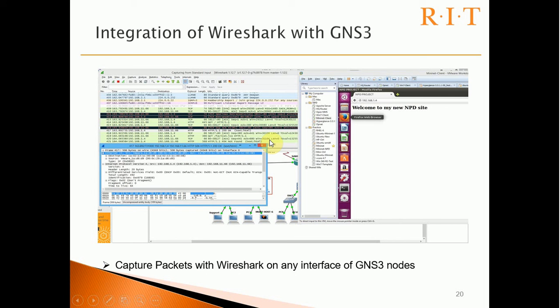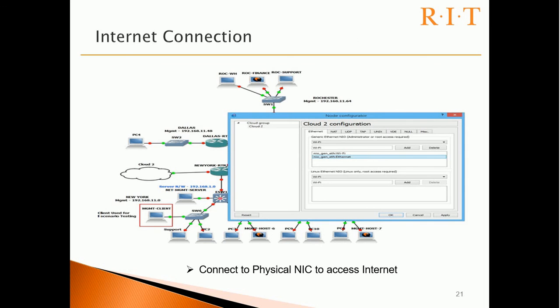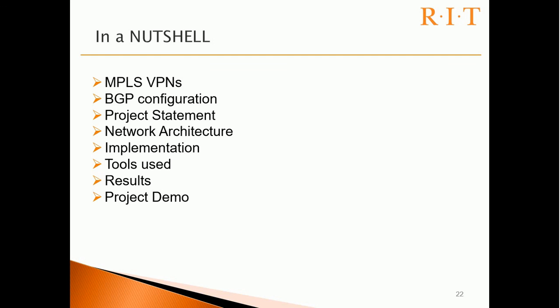So this is the integration of Wireshark with GNS3. Wireshark is generally used to capture the packets and study the packets, which is helpful for beginners and even for professionals to understand what data the packet actually carries. Next is the internet connection. So since we are using a Windows 7 client here, it is connected to the physical NIC of the laptop that we use to access the internet.